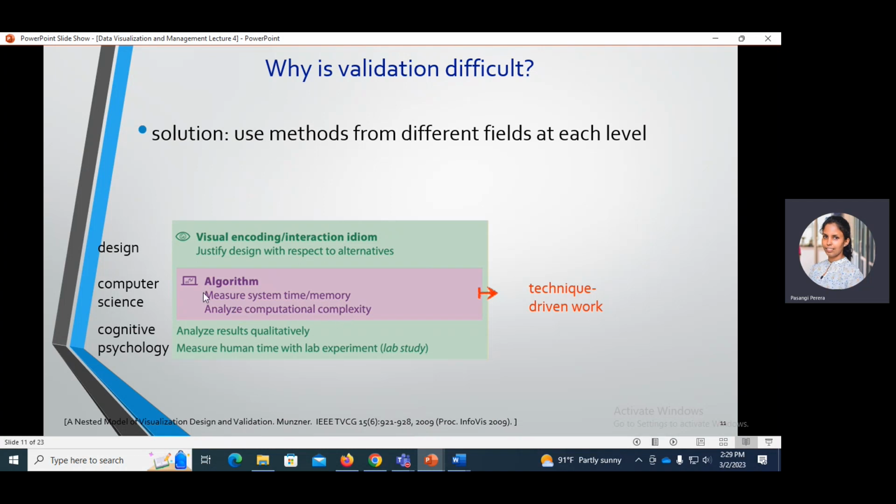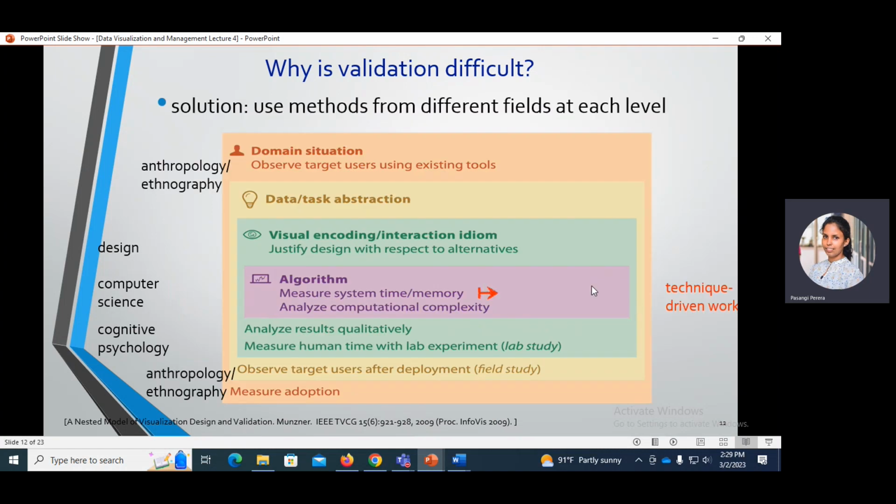And finally, we have cognitive psychology, that is, analyzing the results qualitatively and also measuring human time with lab equipment, lab studies as well. So these are kind of technique driven work. If I go through more, for the domain situation, we might have anthropology or ethnography examples as well.